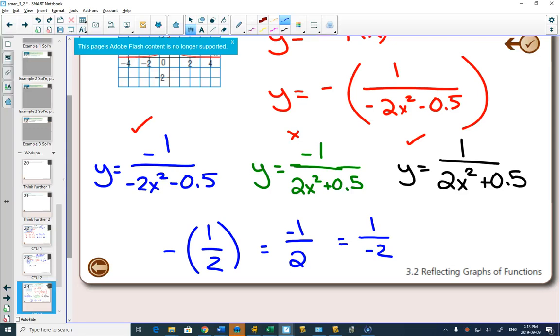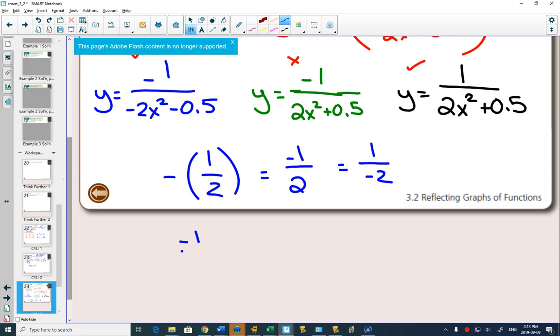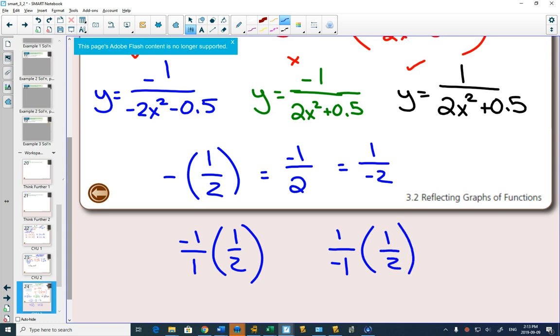That negative out in front is like a negative 1. How can I write negative 1? I can write negative 1 as negative 1 over 1 times a half. That would multiply my numerator by the negative 1, making my numerator negative, and keeping my denominator positive, correct? Or I could have made my negative 1 out in front 1 over negative 1, which if I multiplied my numerators, I'd get 1, and negative 1 times 2 would give me negative 2.